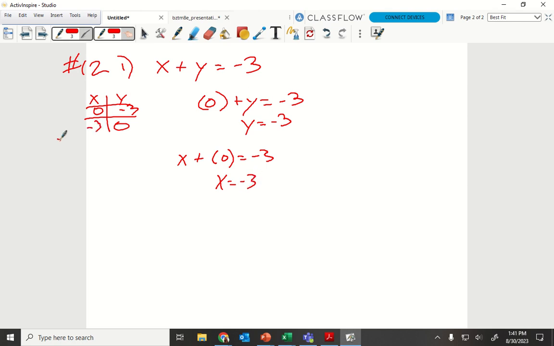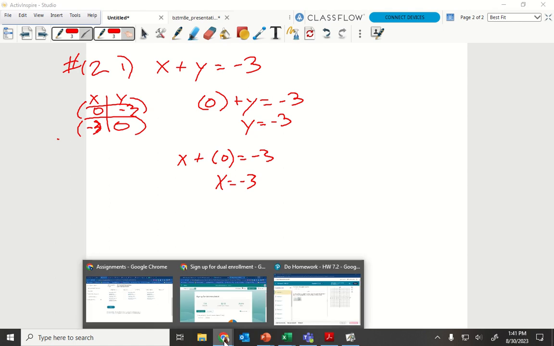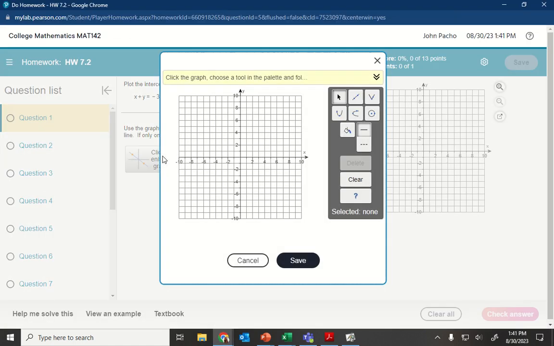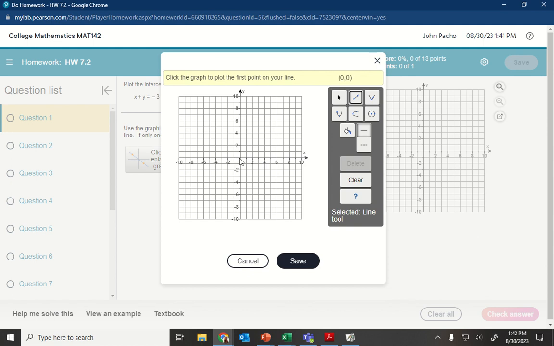And there's my 2 points. So there's my 2 points that I have, and I'm going to use those. So 0, negative 3, negative 3, 0. So let's bring up that homework again. I'm going to select a straight line, which is right here. So there's my line tool. 0, negative 3. I'm going to use the mouse because 0, negative 3 right here.